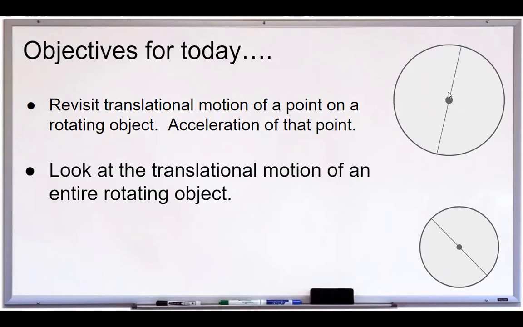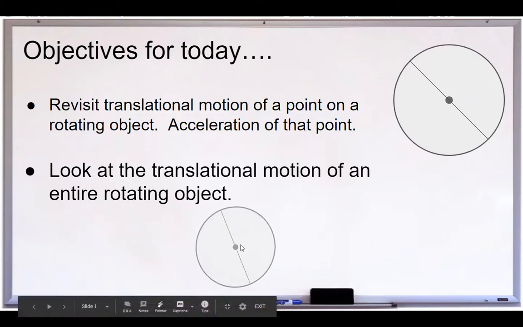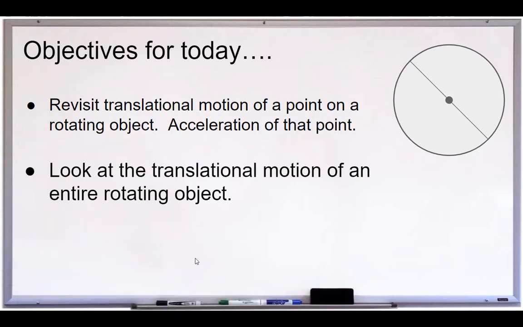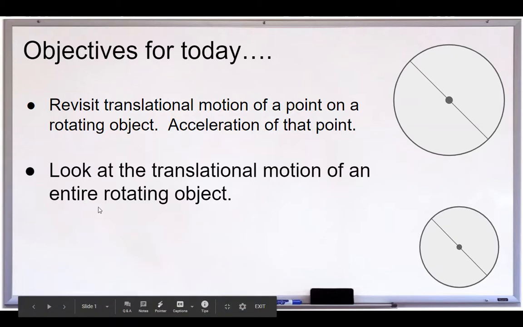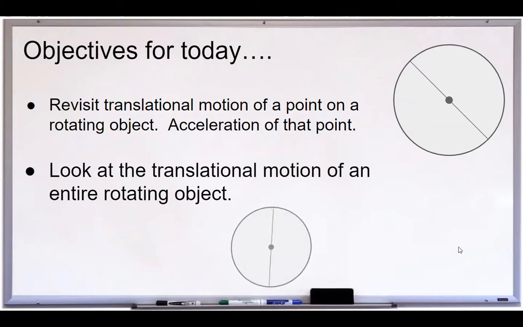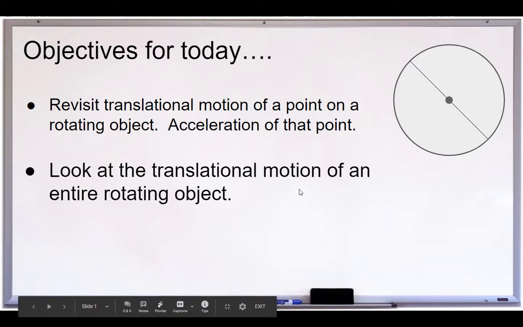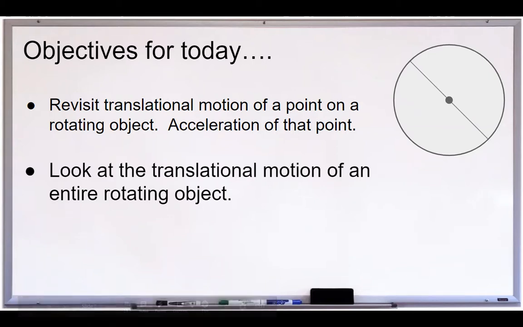What we're going to be looking at in this video is also a connection between translational and rotational motion. But instead of looking at the motion of these individual dots on the object, we are going to be looking at a situation where the entire object is not only rotating, but also translating. So notice each individual point is both rotating and translating, but notice the center of mass of this entire wheel is also moving in space. So that's what we're going to be looking at today, describing the relationship between this rotation and this translation.